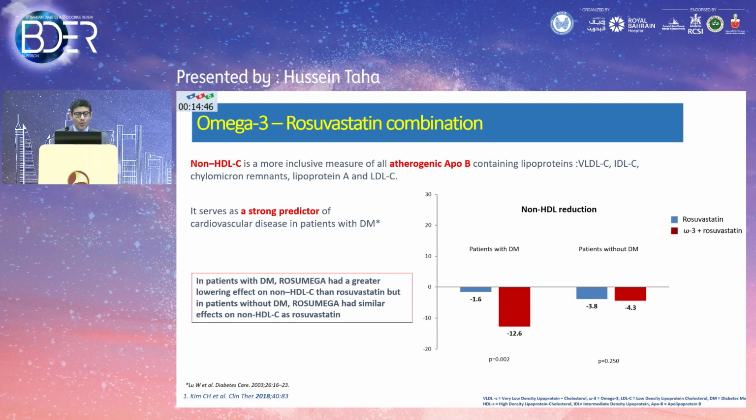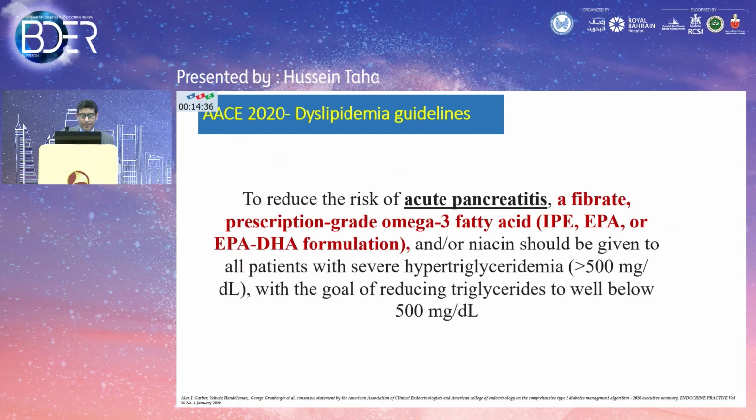Non-HDL is the most inclusive measure of all atherogenic ApoB, and it is reduced significantly in diabetic patients when adding Omacor. What about pancreatitis? To reduce the risk of pancreatitis, a fibrate prescription in combination with omega-3, aiming to reduce the triglyceride to less than 500 milligrams per deciliter, is a standard of care to prevent acute pancreatitis, because raised triglyceride is a risk factor for the development of pancreatitis.